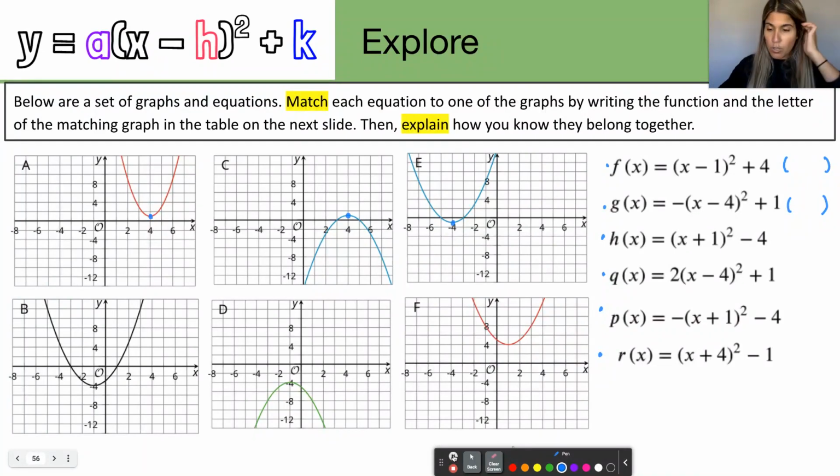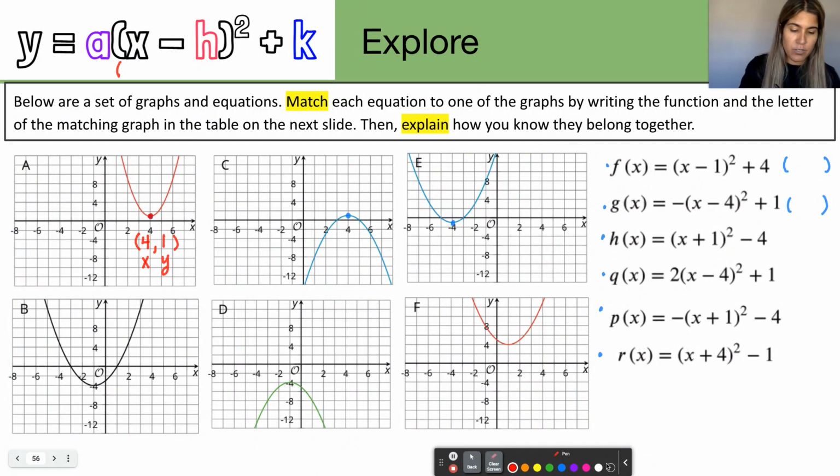Okay, the first thing I'm going to do is identify the vertex. Remember, it's always x before y, x, y. So I count my x first. My x is 4, and my y goes up to around 1. Okay, so I have found the vertex of the first one. Now I can go ahead and substitute it into my equation.